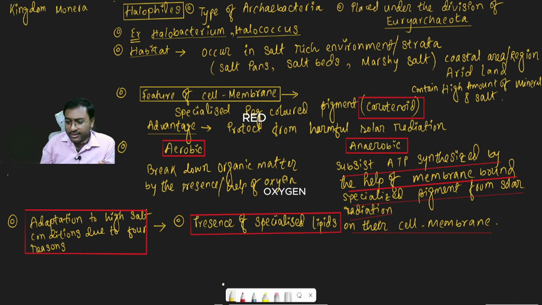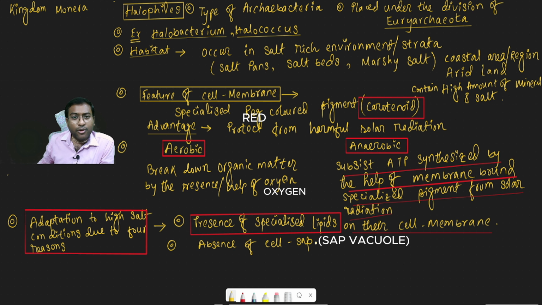The second point is the absence of cell sap. That is also very important. And the third one is the mucilaginous covering. So these 3 points are very useful and essential.